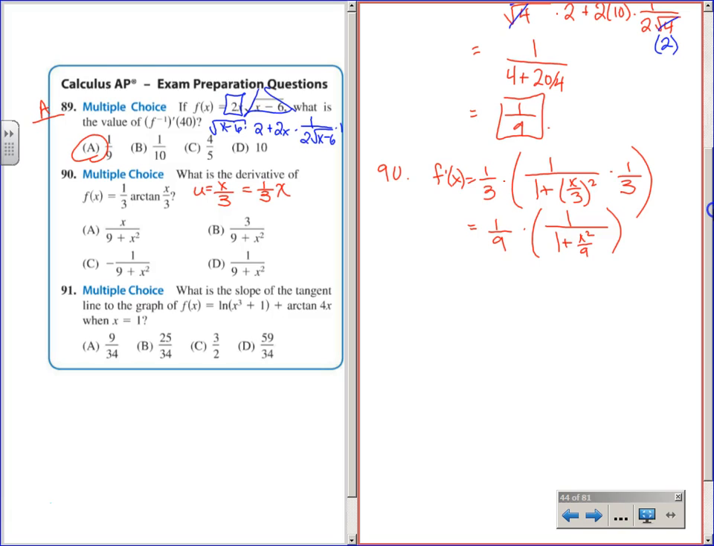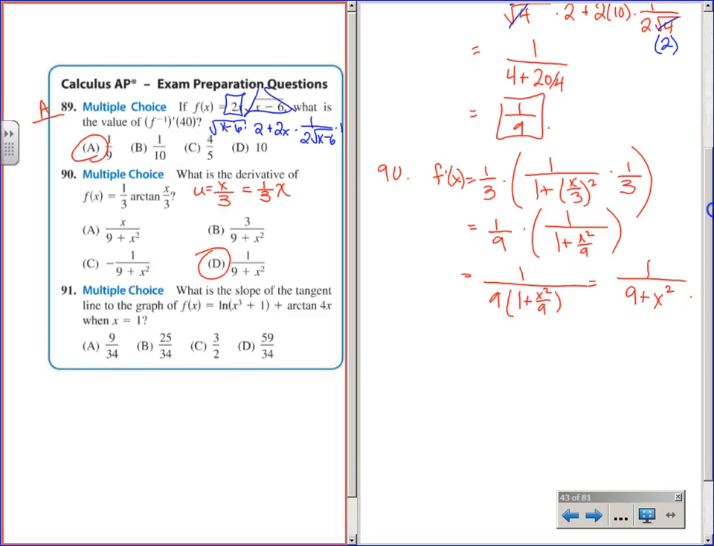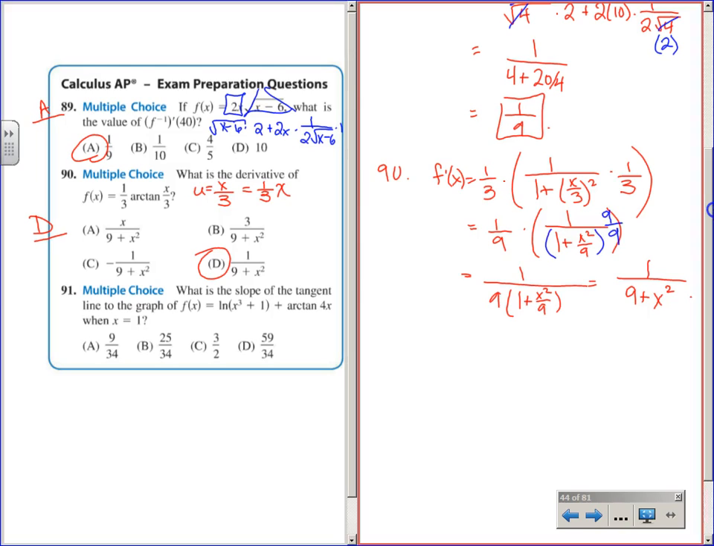A couple options. One option is to simplify the complex fraction first, multiply top and bottom by 9, but some of you saw there was a 9. So what could we do? 1 over 9 times 1 plus x squared over 9 ends up getting us 1 over 9 plus x squared. But you could have done times 9 over 9 right here. And if you had, it would have been 9 plus x squared with a 9 on top, and then those 9s would have reduced. You would have gotten the same place.